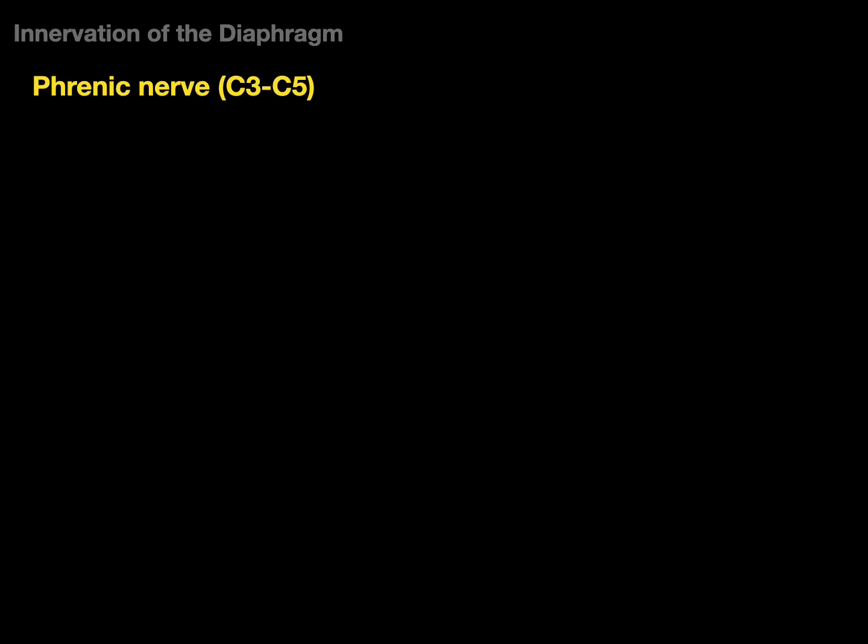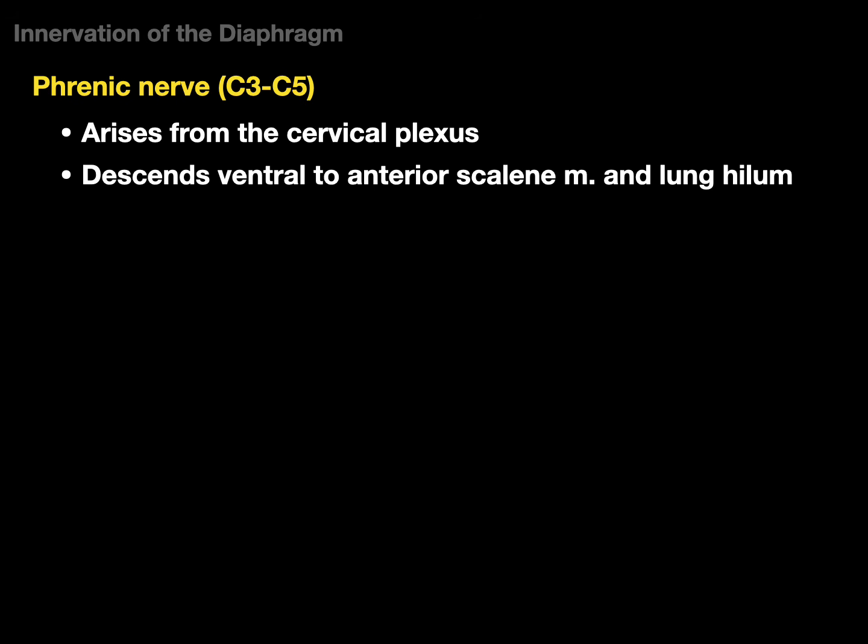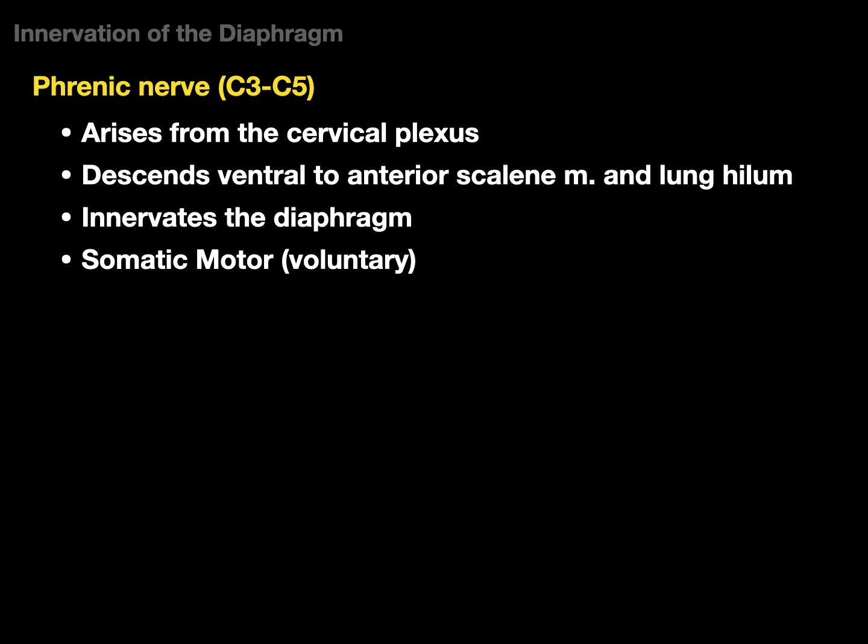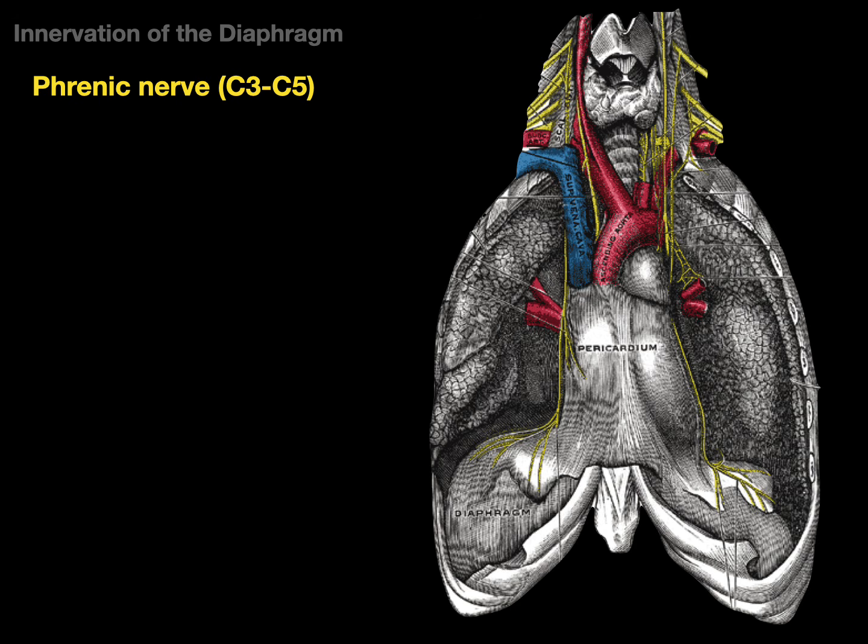The diaphragm is innervated by the phrenic nerve, and so it arises from the cervical plexus from C3, 4, and 5 spinal cord levels. We like to say C3, 4, and 5 keep the diaphragm alive. The phrenic nerve then descends ventral to the anterior scalene muscles and the hilum of the lung, and innervates the diaphragm. And like I said, the diaphragm is skeletal muscle. So the phrenic nerve is somatic motor, meaning it's voluntary.